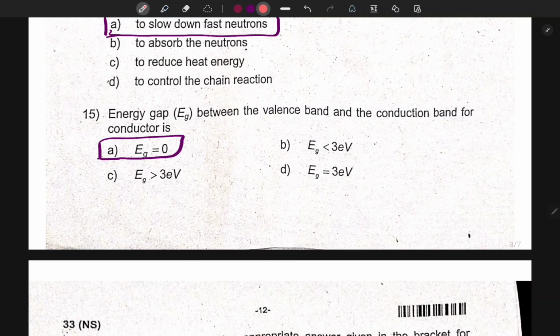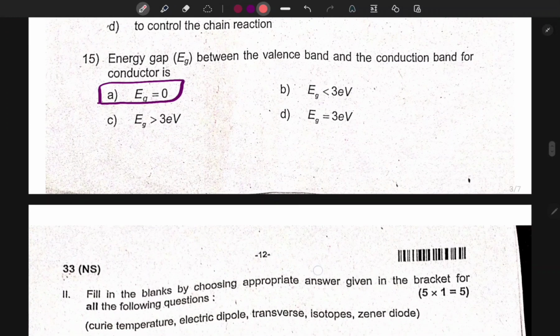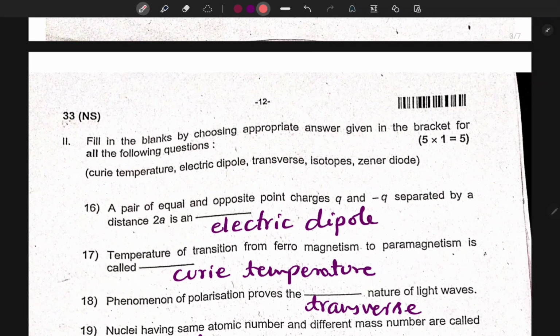Then the energy gap Eg between valence band and the conduction band for conductor is Eg equal to 0. Actually you can consider this one also, because Eg is almost equal to 0.07 electron volt. For conductors it is 0.07 electron volt, so it is less than 3 electron volt, but specifically speaking this is the correct answer. To be frank, this one also we can consider, but I don't think they will consider it in the examination while evaluating. So A is the correct answer here, dear students.